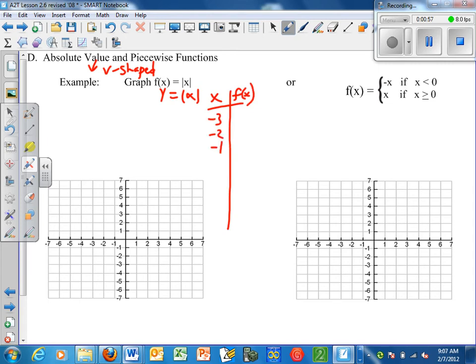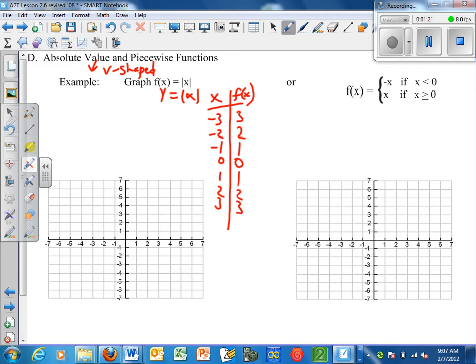So negative 3, negative 2, negative 1, 0, 1, 2, and 3. So if I plug negative 3 in, the absolute value of negative 3 is 3. If I plug negative 2 in, the absolute value of negative 2 is 2. If I plug negative 1 in, because we're just doing the absolute value of x, that's 1. 0 would be 0. Absolute value of 1 is 1. Remember, absolute value is always positive. The absolute value of 2 is 2. Absolute value of 3 is 3.